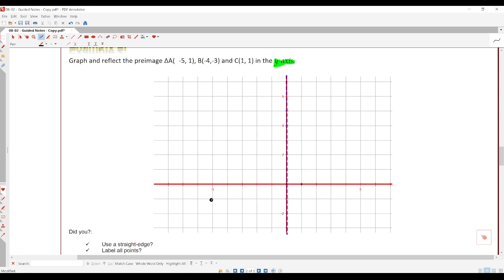-5, -1. That's A. -4, -3. That's B. And +1, +1. By the way, A should be, sorry, -5, +1. A should be up here. My apologies. And C is over here. Connect the dots.